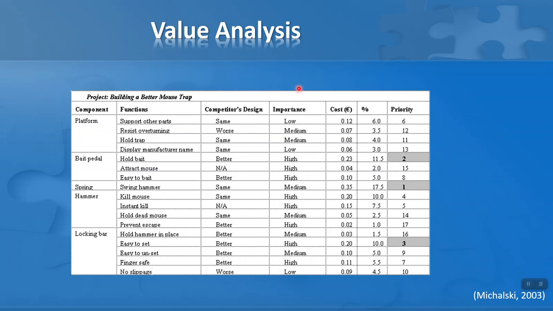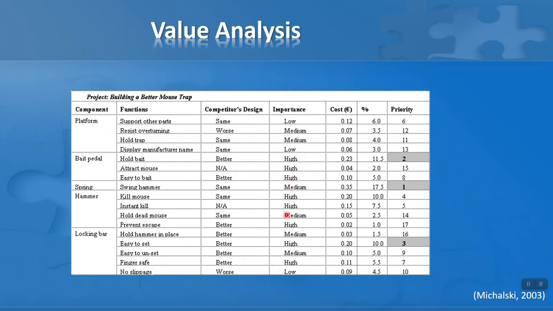So we do a customer survey or get a customer focus group, and we ask them about the functions of each component. And we can see, for example, the platform component, support other parts, that's of low importance to our customers. But when we go down to the bait pedal and the hold bait function, we can see that that's of high importance to our customers. So we can see, based on competitors' design and importance, that hold bait here, our competitors are better than us, it's of high importance to customers, so that in itself would mean that it's a high priority for improvement because it's important to our customers, but we're not as good as our competitors, so let's improve.